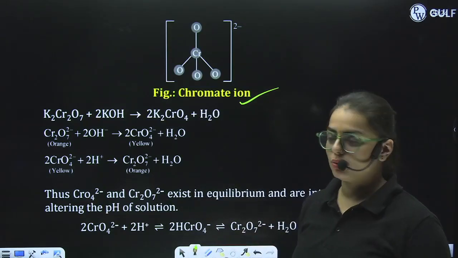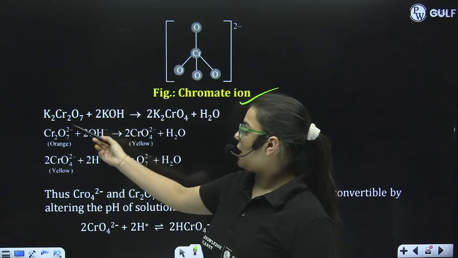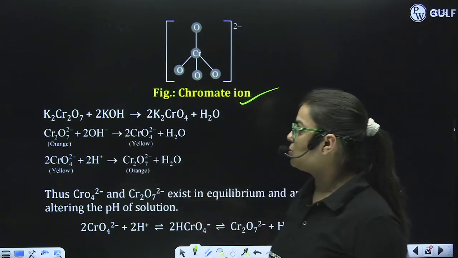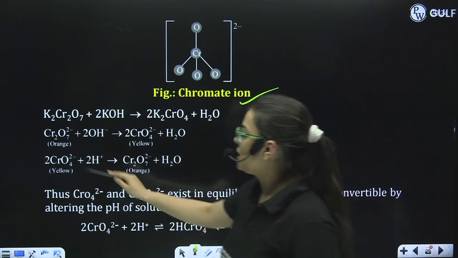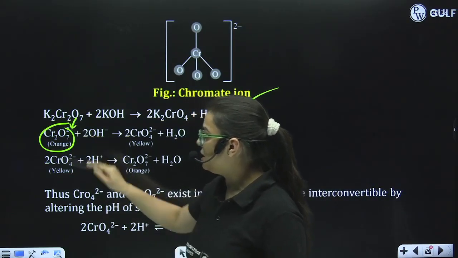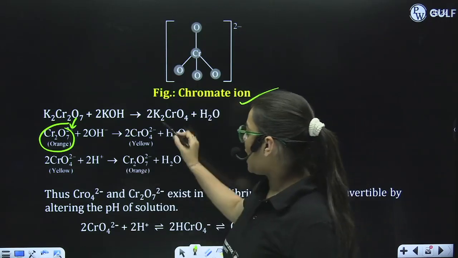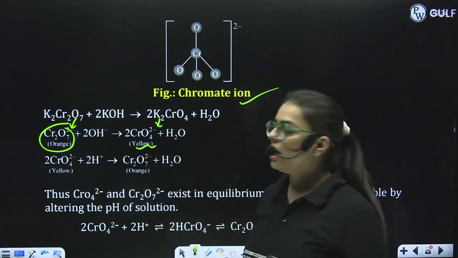Next is this chromate ion, which I've already told you, right? It will change from the dichromate to the chromate one. So this is again a reaction of K2Cr2O7. When it reacts with KOH, it will dissociate into K2CrO4, right? And you can see in this we have the ion Cr2O7 2-, and in this we have the ion CrO4 2-.